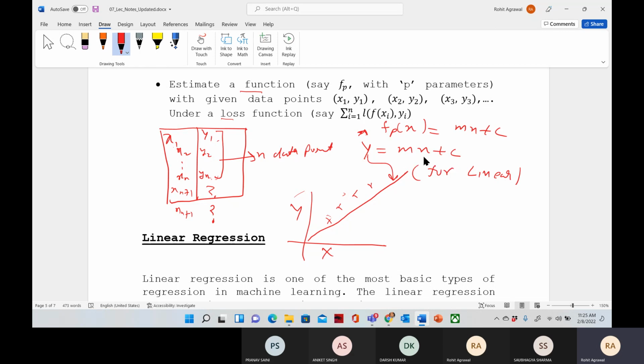We will estimate m and c such that this error will be minimum. So this is called the loss function. What is loss? We are having some function between our predicted value and the actual value. Let us name it L instead of F. What will this function be?